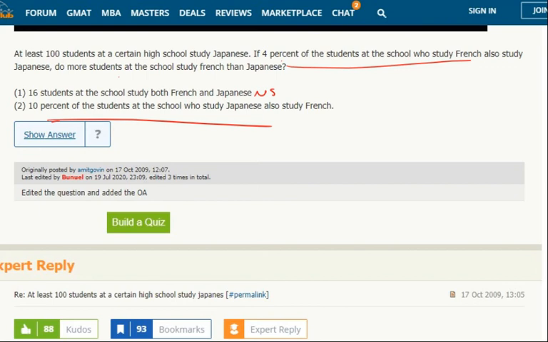That means there has to be more people taking French, because this group of people is 10% of the Japanese speakers. So it's like, there's 10 times as many people taking Japanese, but it's only 4%, a smaller share, of the people studying French. So that means more people are studying French. So 2 alone answers the question.